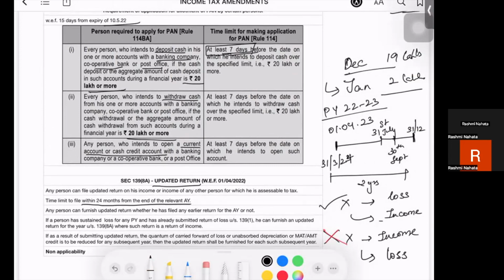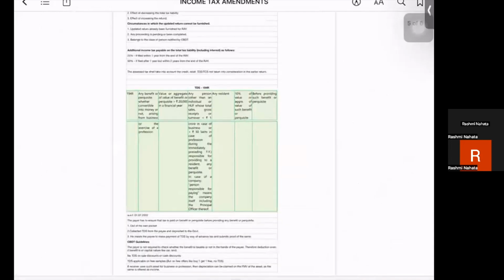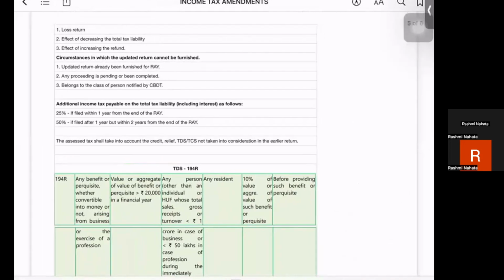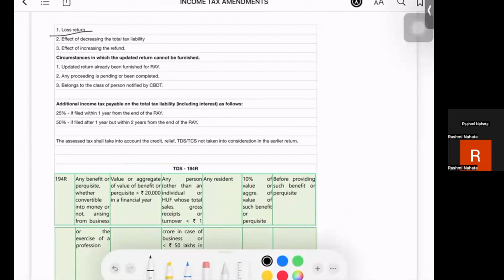In such cases where a loss return is converted into an income return, even the later years where the set off of loss is being done need to be changed. Now, please see where all this will not be applicable. Loss return, I told you earlier, we cannot file. It should only be an income return. And tax liability should only increase in the updated return. It cannot decrease. The refund amount can be reduced. It cannot be increased. So in these cases, we cannot file an updated return.